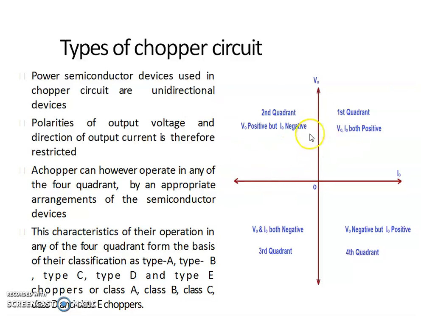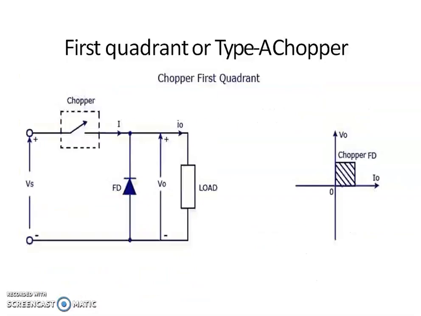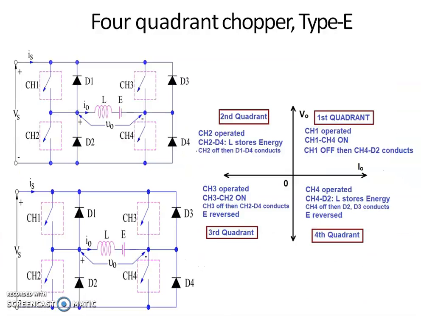If a chopper provides first and second quadrant operation, that type of chopper is known as type C chopper or class C chopper. Class C chopper is the combination of class A and class B chopper. If a chopper circuit provides first and fourth quadrant operation, that type of chopper is known as class D chopper. In this lecture we will discuss the four quadrant operation of a chopper. That means a single chopper circuit gives all four quadrant operation. That chopper is known as class E chopper or type E chopper.